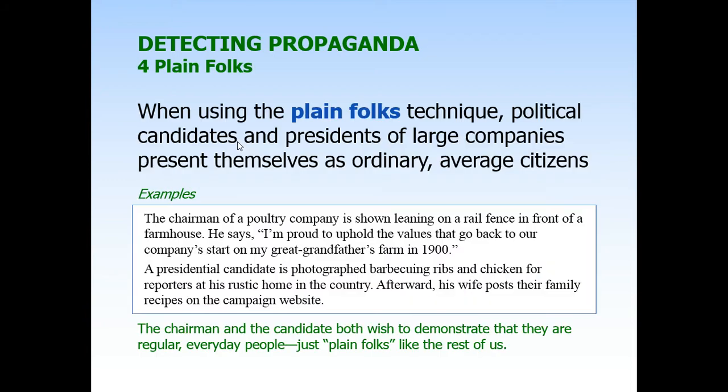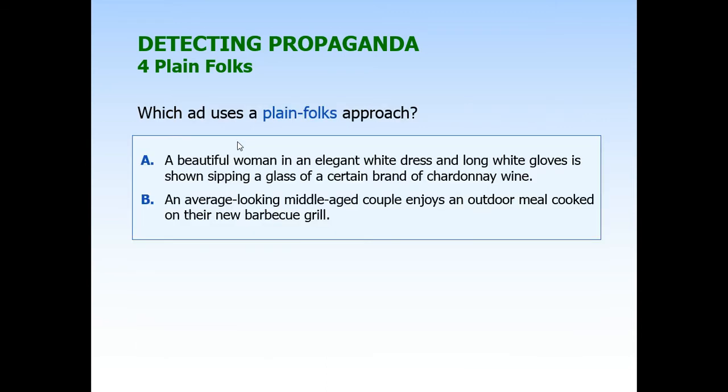Now, plain folks technique. This is usually used with political candidates and presidents. Think of it as, I'm one of you. Vote for me because I'm no better than you. I am just one of you. I'm right there with you. I'm just an average Joe, just like everyone else. That is the plain folks technique, appealing to a mass audience as just plain and simple. You can see the examples here, and when you're going through your notes, you can go through that.